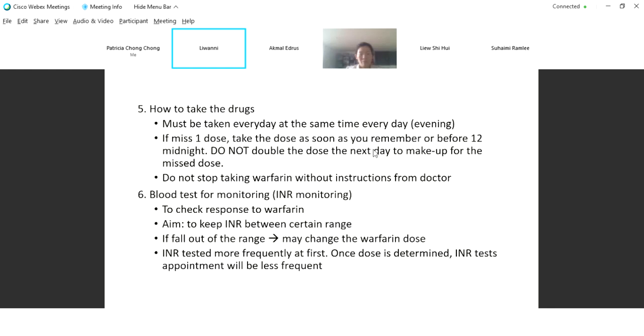And then next one, we have to explain to them about the blood test, which is INR monitoring. The main aim is to check the response to warfarin, and to keep the INR within a certain reference range. So if the INR falls out of the range, then as a doctor, we may have to change the dosage of the warfarin. We also have to tell the patient that the INR test is usually done more frequently during the first few months of warfarin therapy. After that, once the dose is determined, the INR test will be done less frequently. Okay, next.